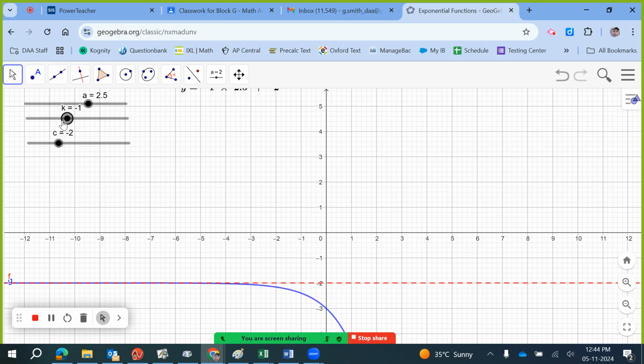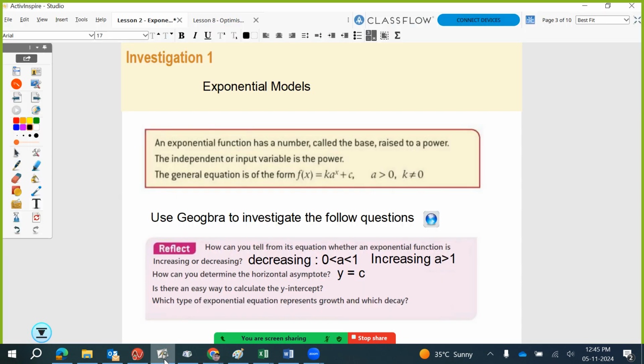Let me test a few more values. So minus 1, minus 2, minus 3. So we can see at this particular point that the y-intercept is going to be at y equals k plus c. Or, let me put it as a coordinate point, it's going to be (0, k plus c). This will be the coordinate of the y-intercept.